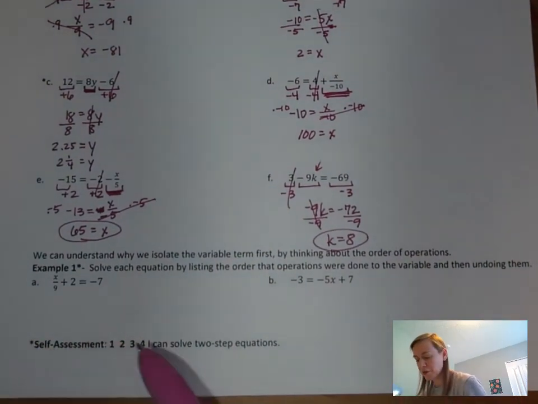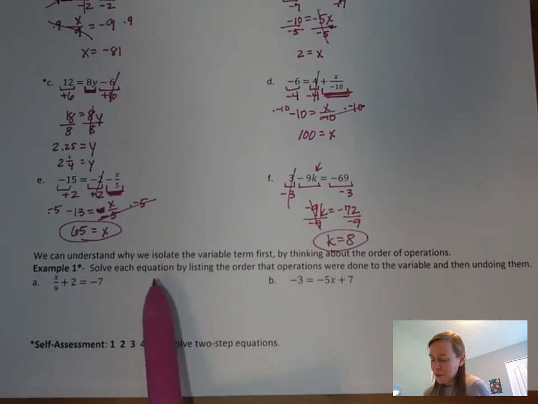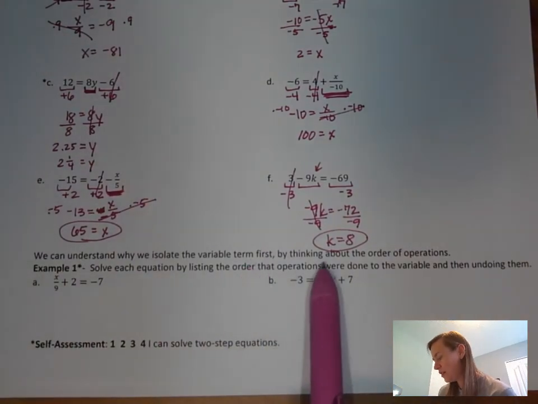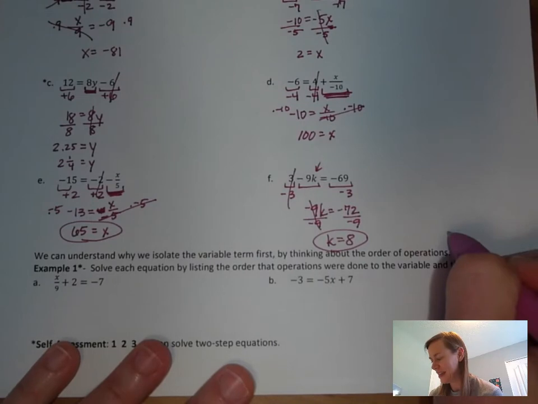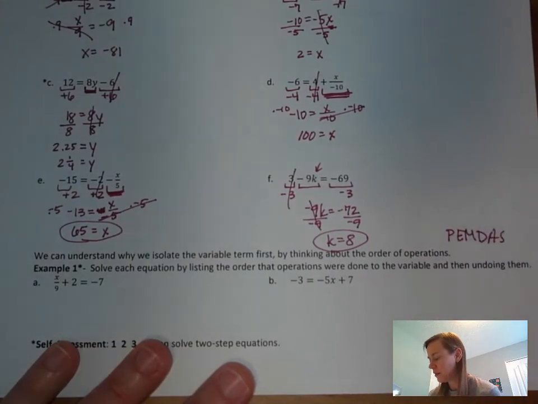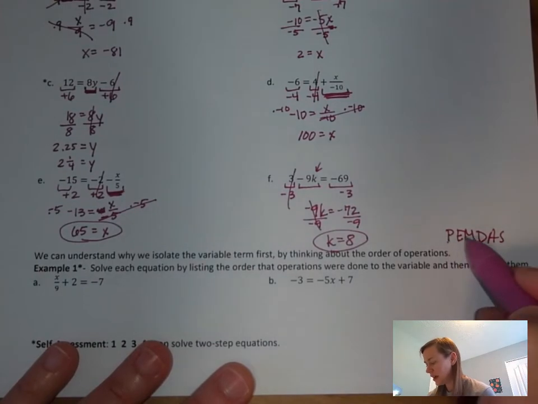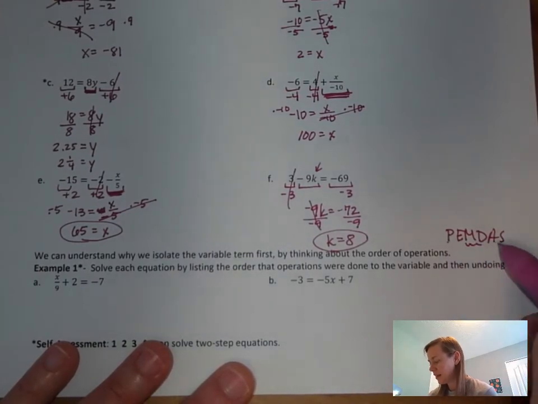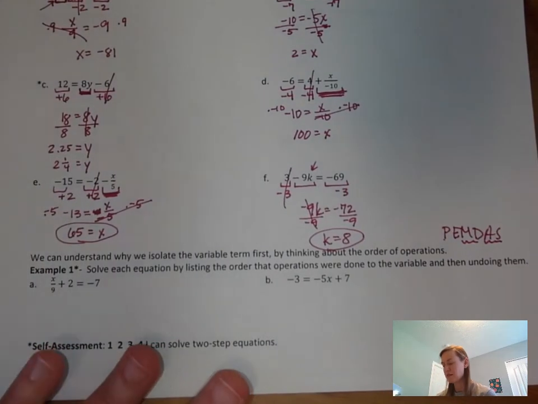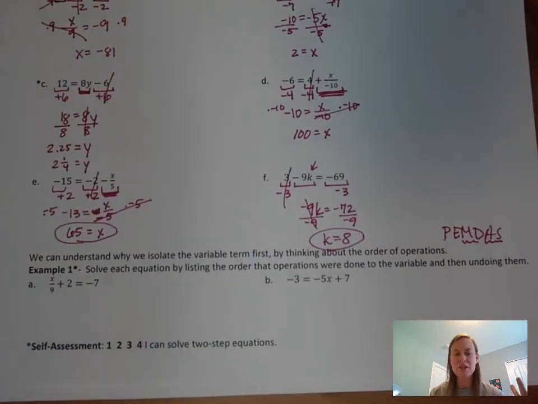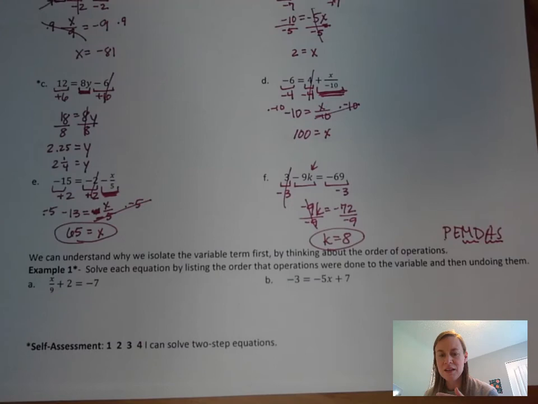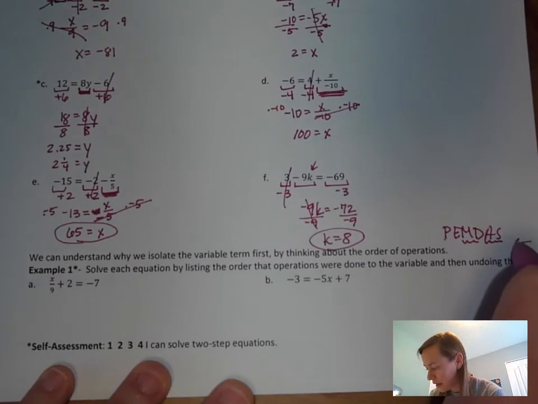Let's read a little bit more. We can understand why we isolate the variable term first by thinking about the order of operations. Yeah, so you remember PEMDAS, right? So parentheses, exponents, multiply and divide, add and subtract. Okay, so when we're doing equations, we're undoing things. So we have to do the order of operations backwards. I know, crazy, right? So we're going this way.